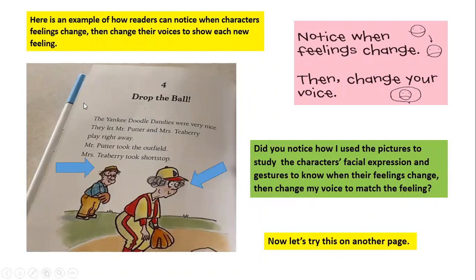So now that I know how they feel by the excited look on their faces, I will know exactly how to read this part. So watch me.